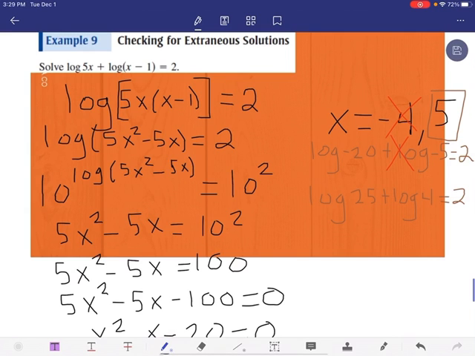Now be careful, because it's not necessarily always going to be the positive number that makes it work and the negative number that doesn't work. It's going to be whatever makes the inside negative. So if for some reason we had like log of negative 5x, well, now notice that the negative 4 would make the inside positive, but the 5 would make the inside negative. So in that case, they would actually be the opposites.